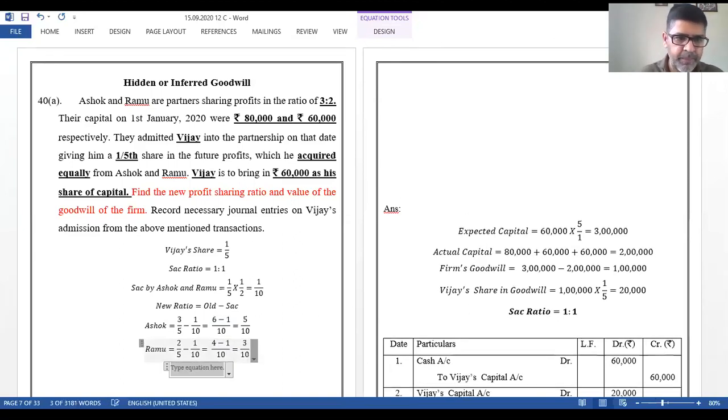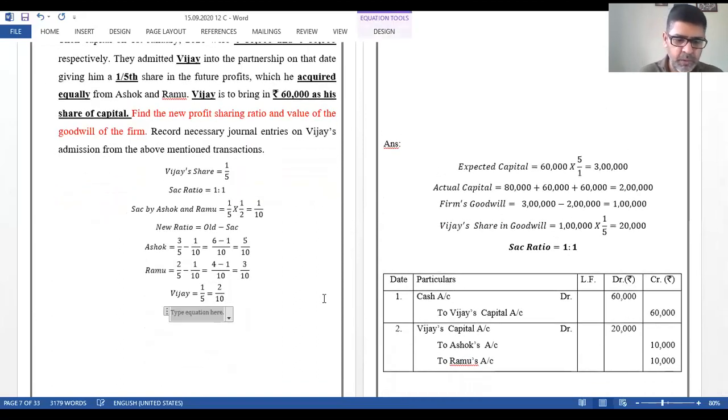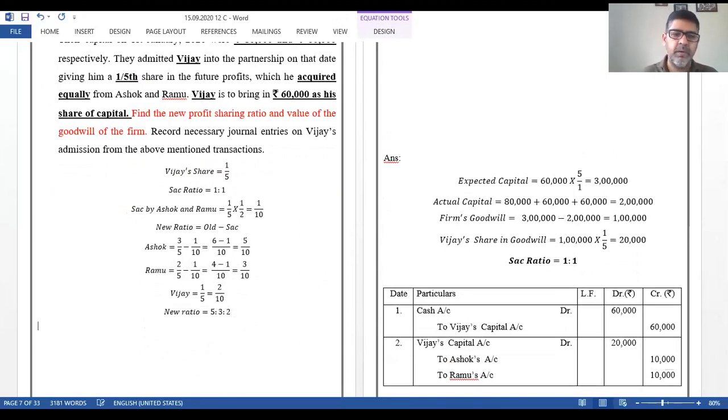Okay, and new partner is Vijay. Vijay का share is 1 by 5. इसको 10 में convert करेंगे तो this will be 2 by 10. Okay, so finally new ratio is 5:3:2. Okay, so that's all for the sum.